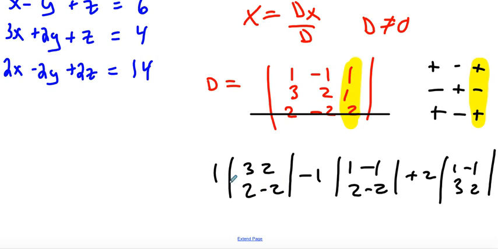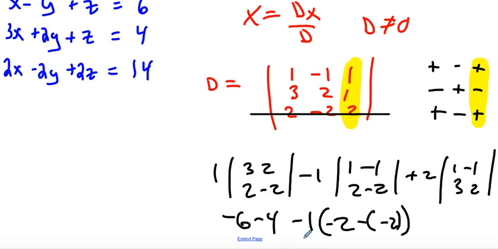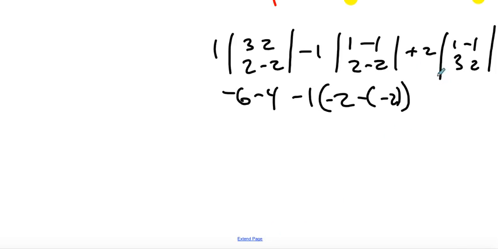So 1 times this is itself, so I don't have to write the 1. It's 3 times negative 2, which is negative 6, minus 2 times 2, which is 4. This right here is negative 1 times negative 2, which is negative 2, minus 2 times negative 1, which is negative 2. There are a lot of parentheses going on; maybe brackets would be helpful. Plus 2 times 1 times 2 is 2, minus negative 1 times 3, which is negative 3. A lot of stuff going on there. Great, so doing all this, this is going to be negative 10.